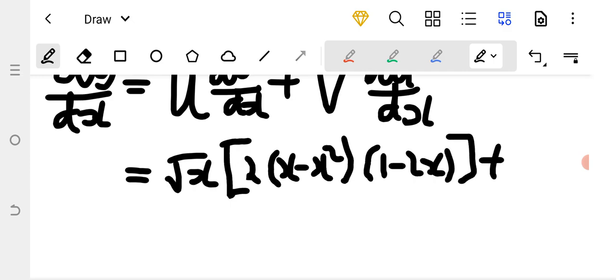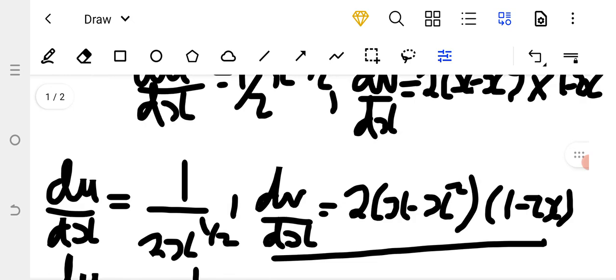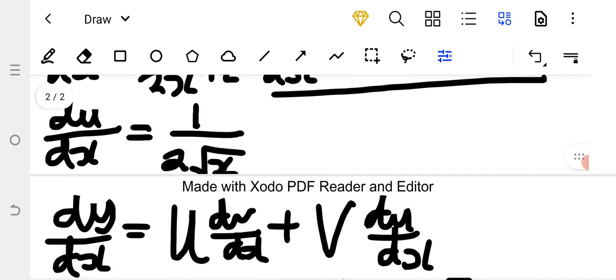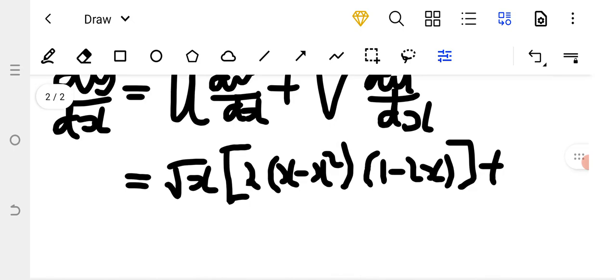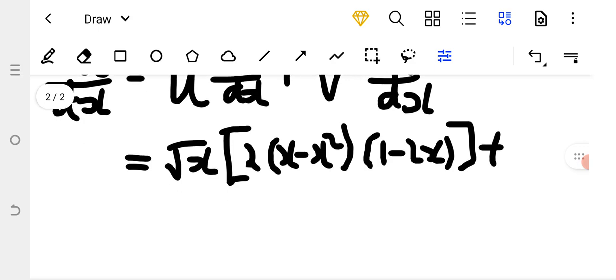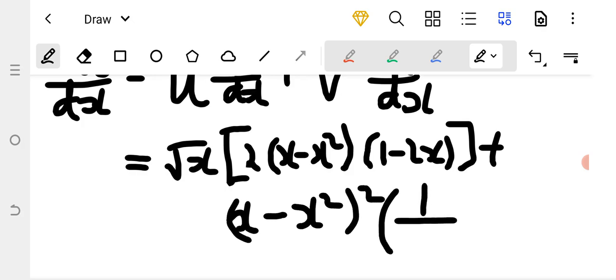Then plus v. Our v in this case was what? It was x minus x squared raised to the power 2. And then du dx was 1 divided by 2 root x. So I'm going to write it down here due to space. Plus x minus x squared raised to the power 2 multiplied by what? 1 over 2 square root of x. That's what we have.